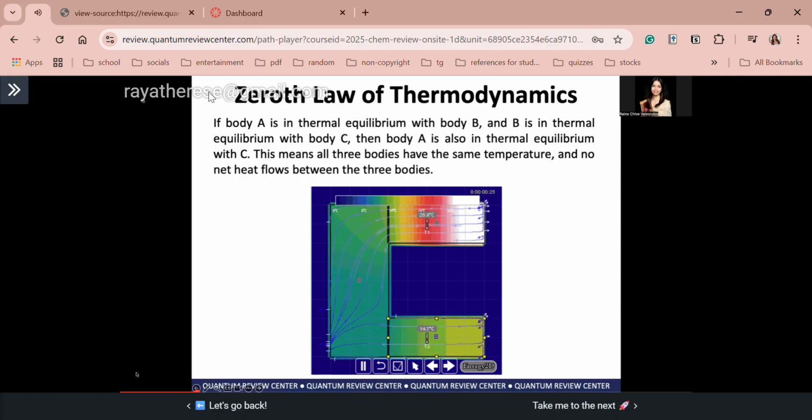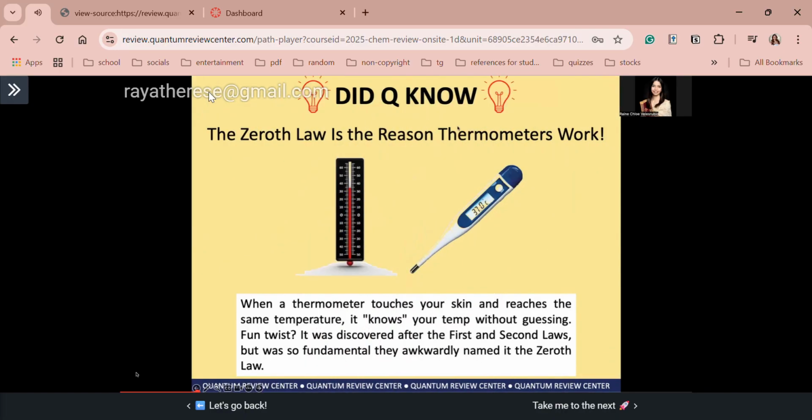And basis din ito for reading and using thermometers. Okay? So, with that, did you know the zeroth law is the reason thermometers work? So, guys, when the thermometer touches your skin, okay, comes in contact with your skin, and reaches the same temperature as your skin or as your body, it, quote-unquote, knows your temp without guessing. So, ang fun twist nito, guys, dito sa zeroth law na to, actually, na-discover lang siya after the first, second, and third laws. Okay? So, last na si zeroth law. Pero sa sobrang fundamental niya kasi, ginawa na lang siyang zeroth law. Okay? So, that is your zeroth law.